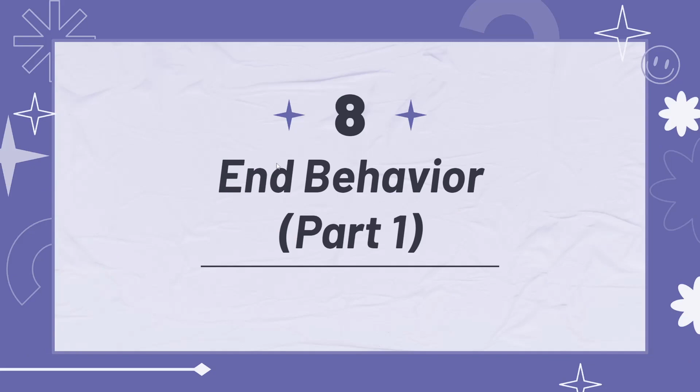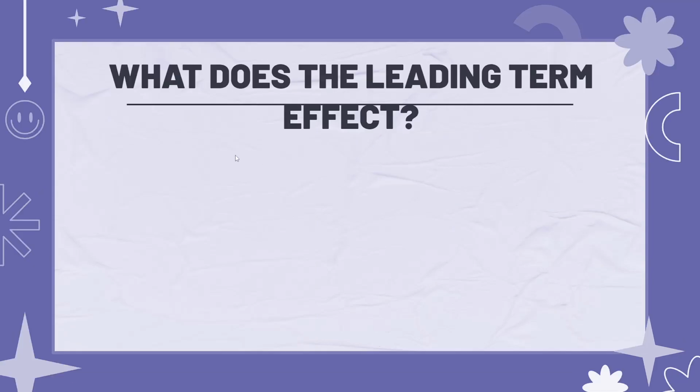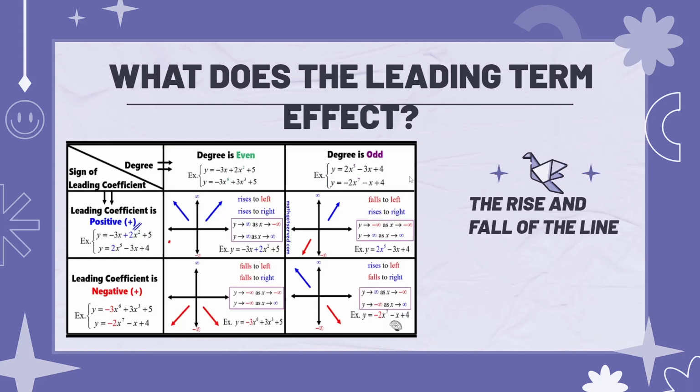First lesson we'll be starting off is end behavior, lesson 8, part 1. I wonder, what do you notice about this function and this graph? Well, I'll tell you what I sure notice. It's that the trends are based off of the leading term. What does the leading term affect? Well, the leading term affects the rise and fall of the line.